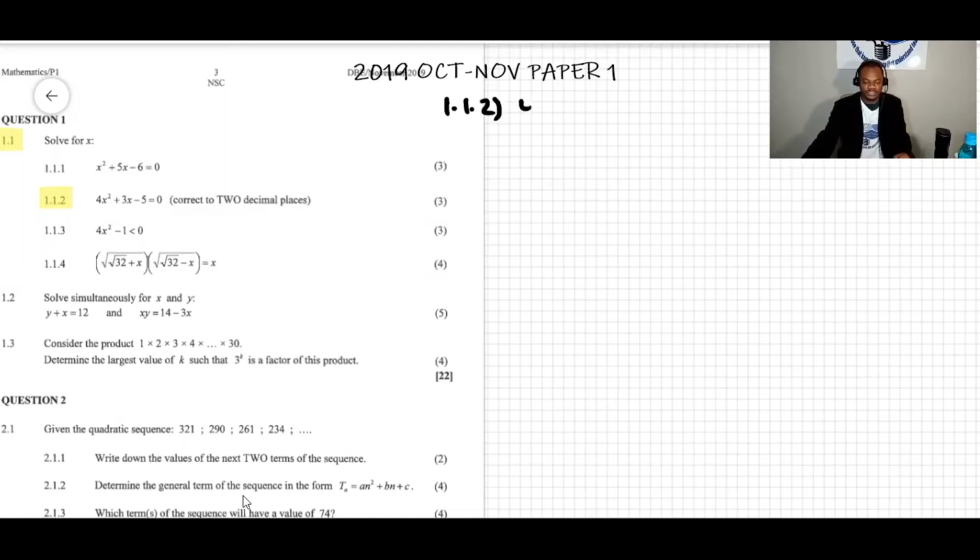The question is 4x² plus 3x minus 5 equal to 0, correct to two decimal places. Let me just advise you, whenever you see in the question the statement correct to certain decimal places, understand that the equation is not factorizable. So don't factorize here.